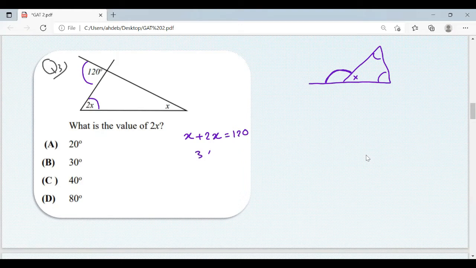It means 3x equals 120, divided both sides by 3. So we have x equals 40. Now we want to find the value of 2x. It means that we will multiply 40 times 2, which equals 80. So the answer is D.